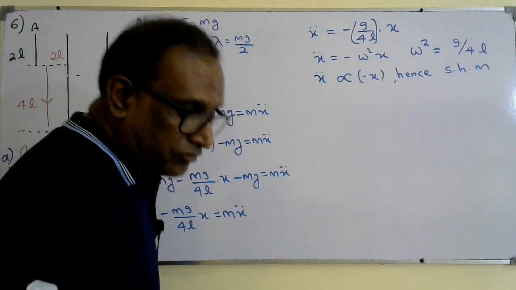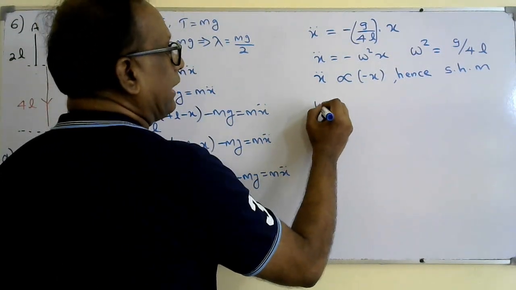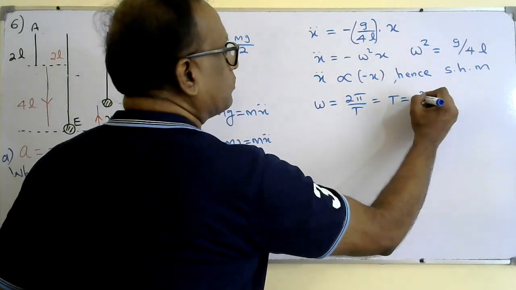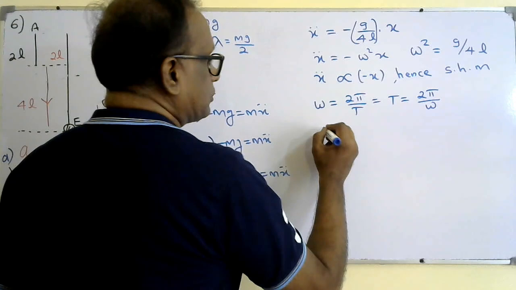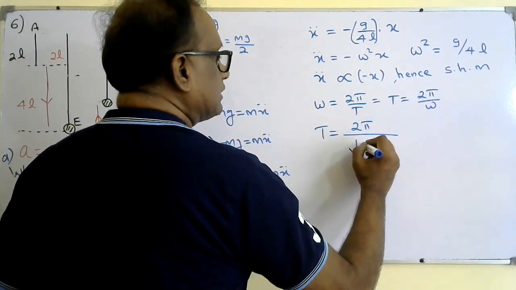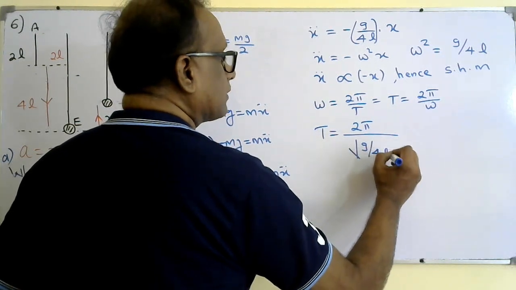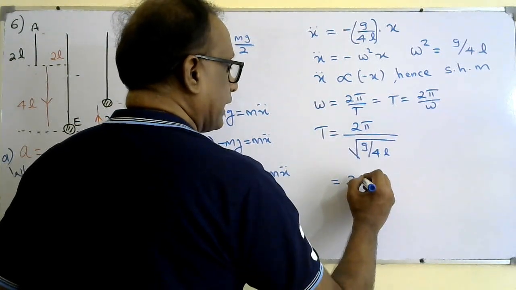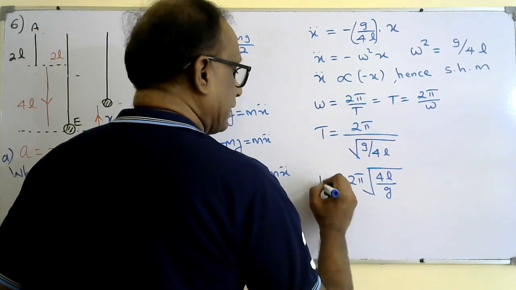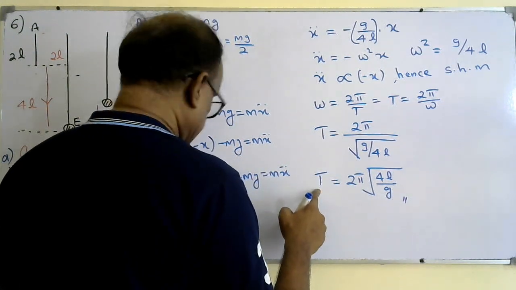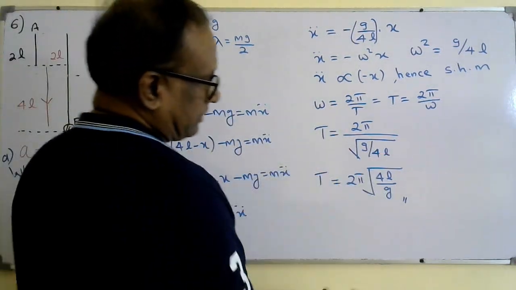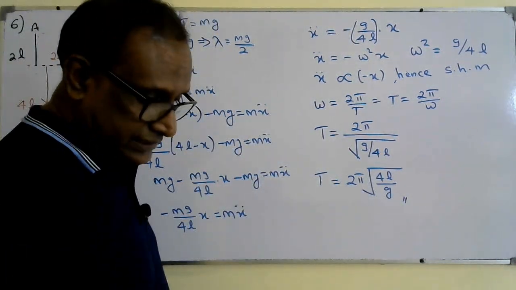But the question is, we need to find the period. So we know that omega equal 2 pi over T, so T equal 2 pi over omega, square root of g over 4L. So that's going to be 2 pi square root of 4L over g is the time period. Careful, time period T, tension also T, but don't get confused between them. This is different. So this is the time period of oscillation.